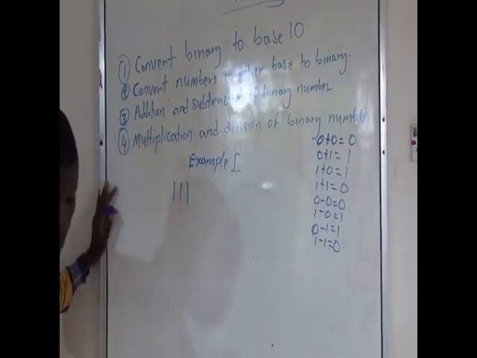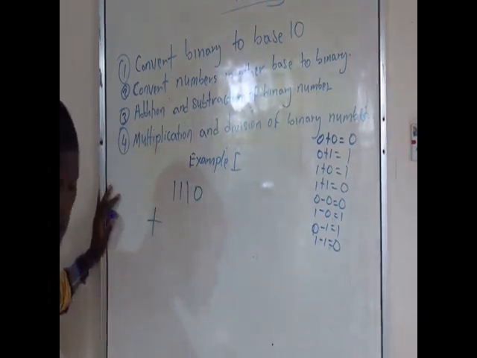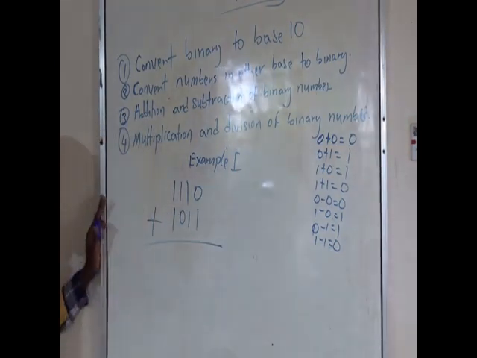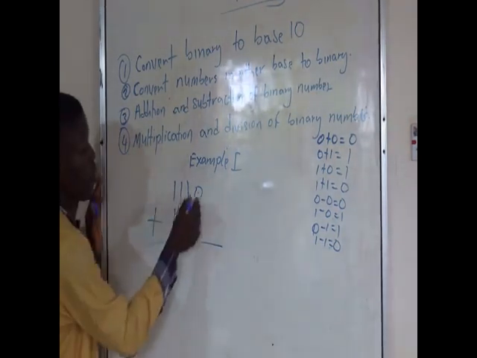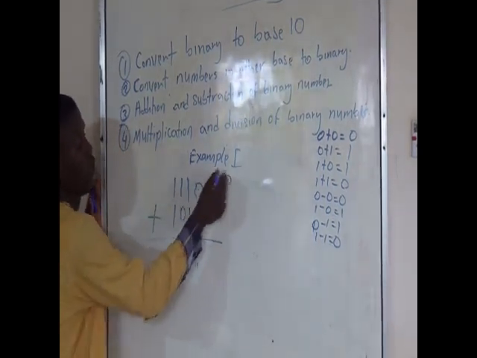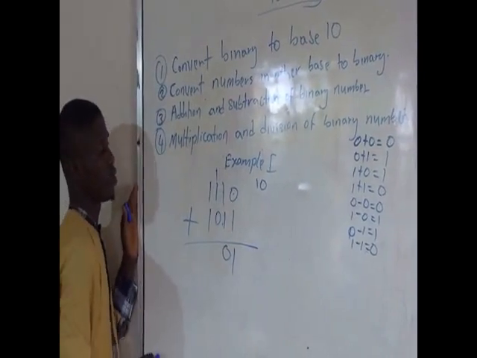1, 1, 1, 0 plus 1, 0, 1, 1. Let's add. 0 plus 1 is 1. 1 plus 1 is 10. We will write 0 and carry 1 over here.